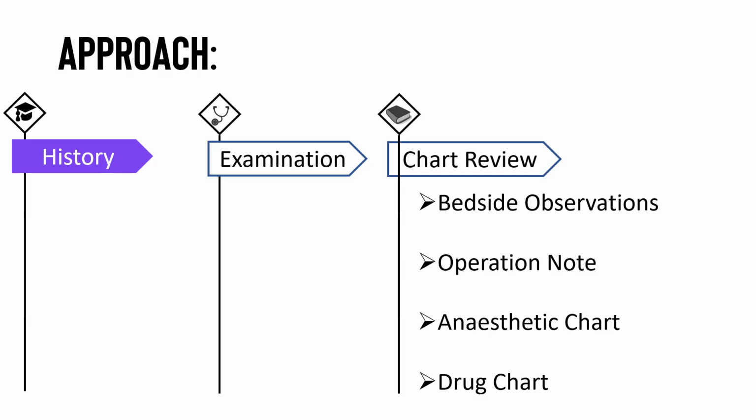And finally, you can check their drug chart. So like I said earlier, you can see how much pain medication have they had. If they're in a lot of pain despite a lot of pain medication, you should be very worried that this is an acute compartment syndrome.